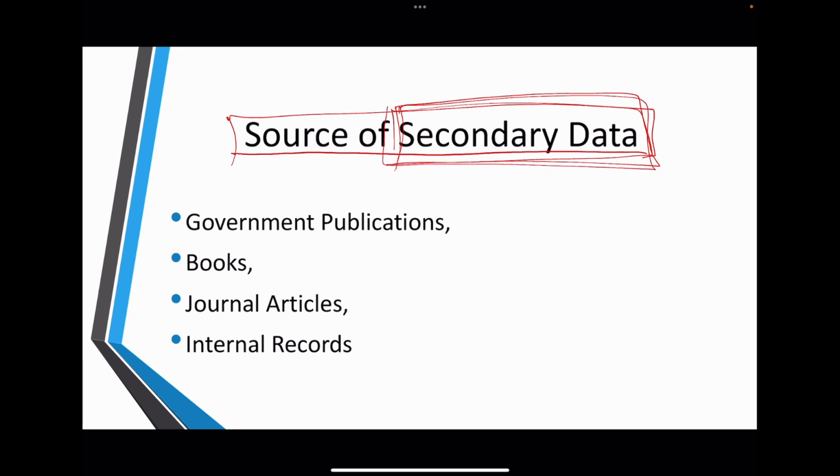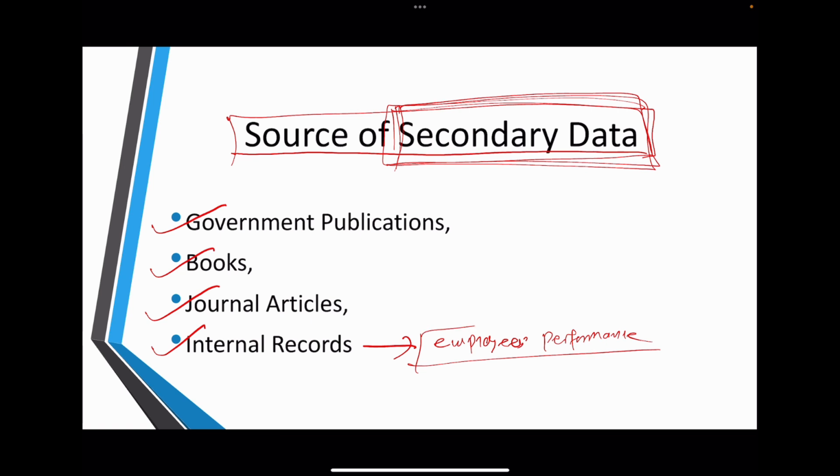And after that, we often say the sources of secondary data are government publications, books, journal articles, and internal records. This one is based on, let's say, sometimes employees' performance.